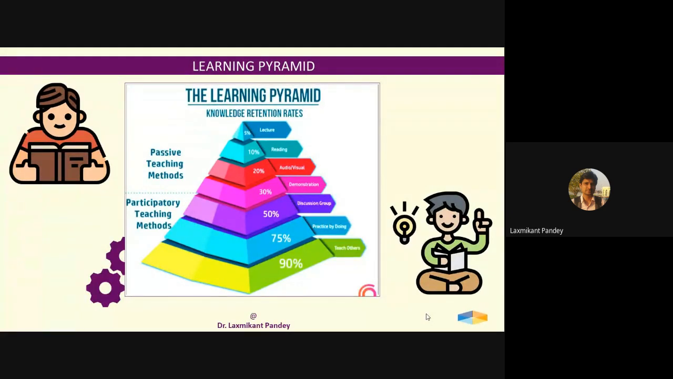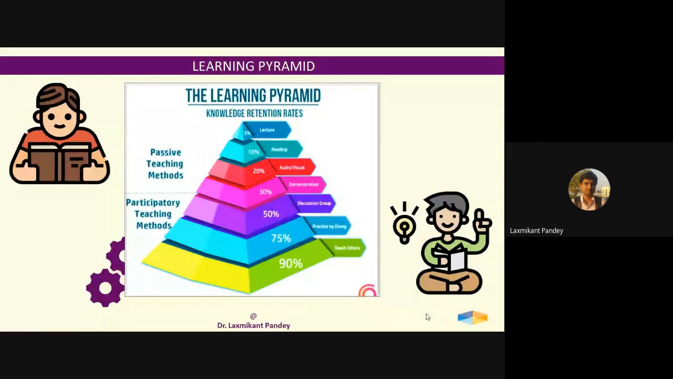So if you look at the other methods like discussion, group discussion, practice by doing, this is what I'm going to discuss in detail, that is called project based learning, practice by doing. So the retention of knowledge is at around 75%. So if you look at the different methods, it can be classified into two broad categories.